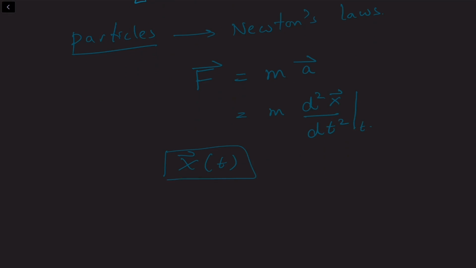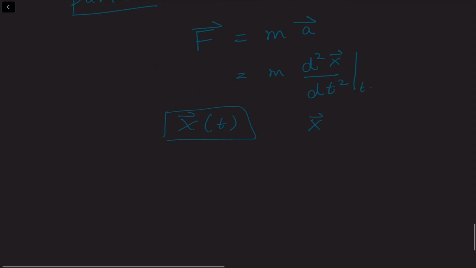So given an initial position, so supposing we know the position of the particle at some time t naught, and suppose we know the velocity, that is the rate of change of position at some time t naught, and suppose we know the forces acting on the particle, that is, we know how this force acts on the particle. We can solve this equation. It's a second order differential equation. We can solve this equation to figure out how the particle moves as a function of time.